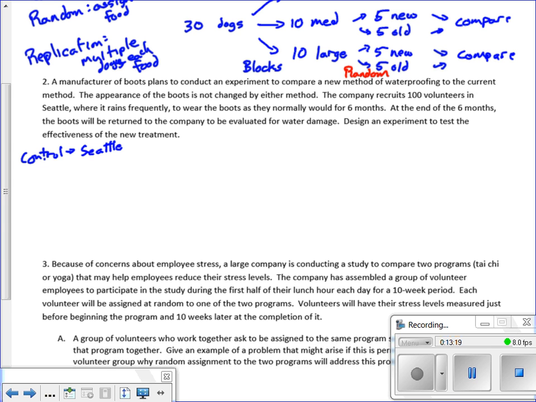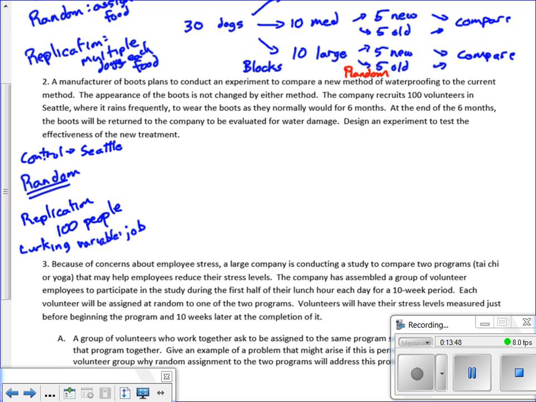And at the end of 6 months, the boots will be returned, and they're going to test new versus old. Well, we've got to figure out some way to do randomness, and the replication obviously is going to be taken care of with 100 people. But the trick here is, how are we going to randomly assign what happens? There is a lurking variable here, and I'm going to say that's going to be their job.